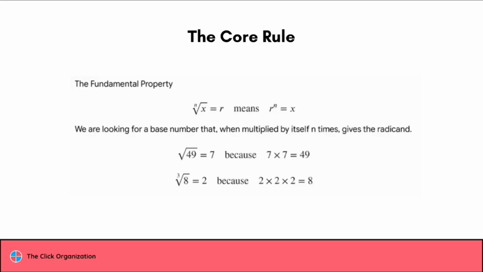To see this in action, let's look at two quick examples. The square root of 49 is 7 because 7 times 7 equals 49. Similarly, the cube root of 8 is 2 because multiplying 2 by itself 3 times gives us exactly 8.